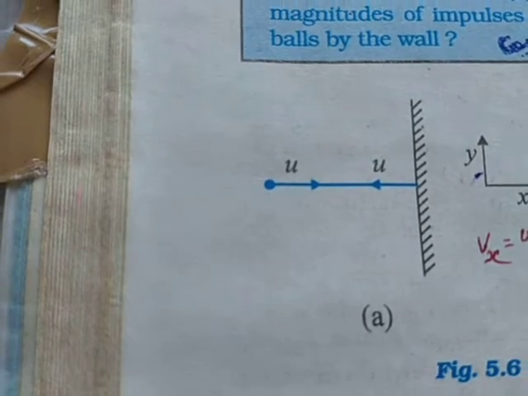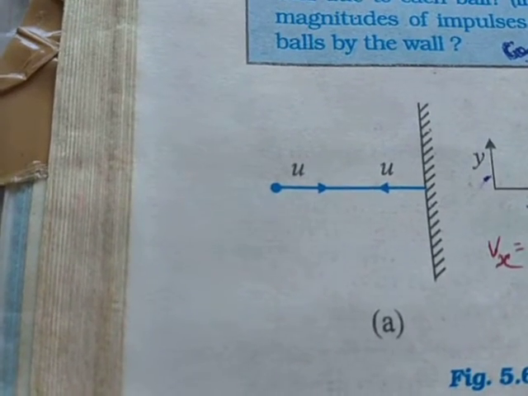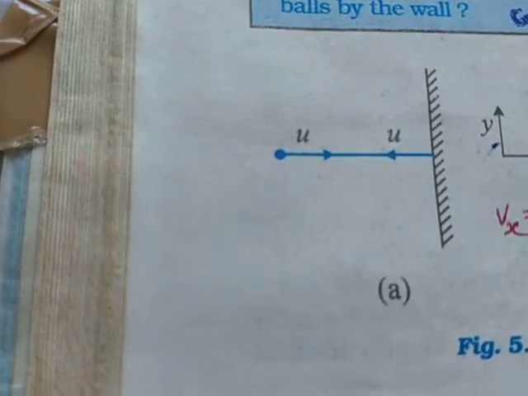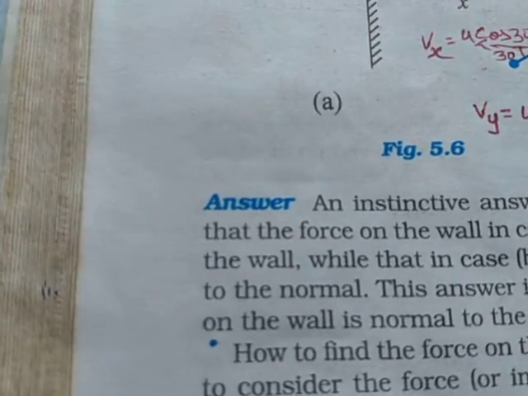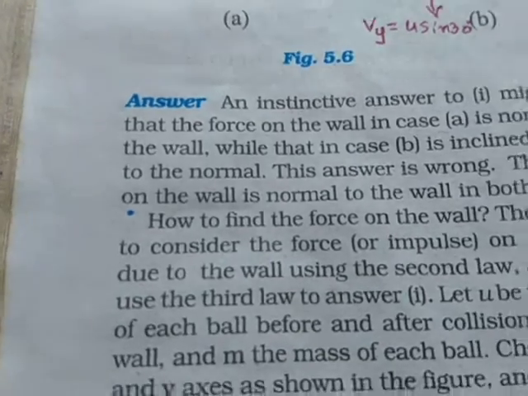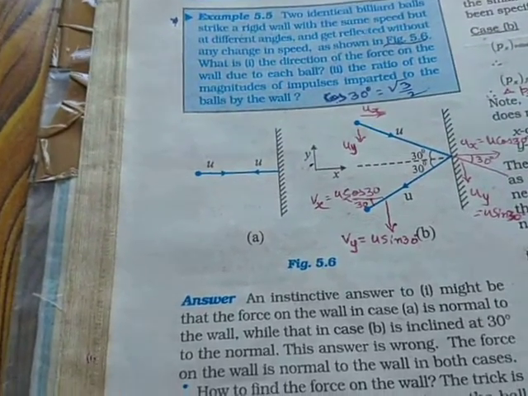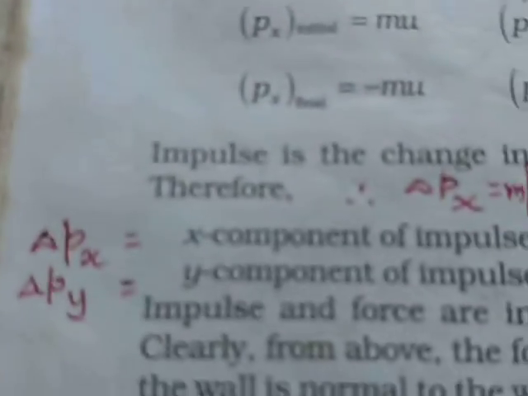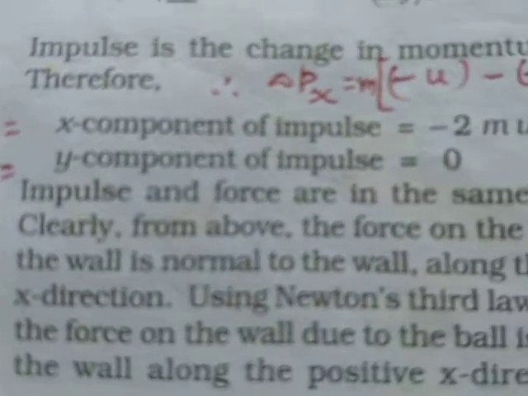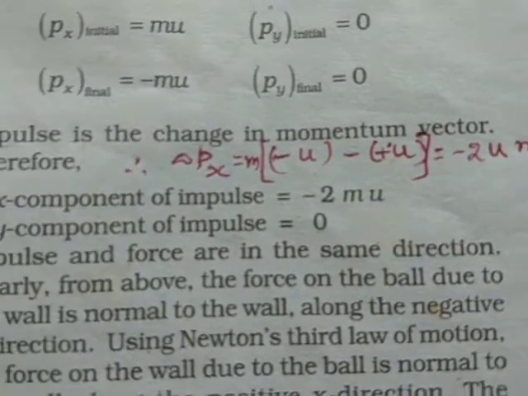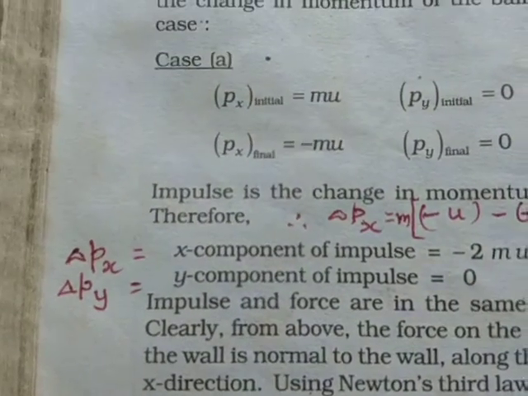So that means the final velocity is minus u and the initial velocity is u. So when you find the change in velocity, that becomes minus u minus plus u, and that becomes minus 2u, and that multiplied by mass gives us the change in momentum along the x-axis. And therefore the change in momentum of the ball becomes minus 2 mu.